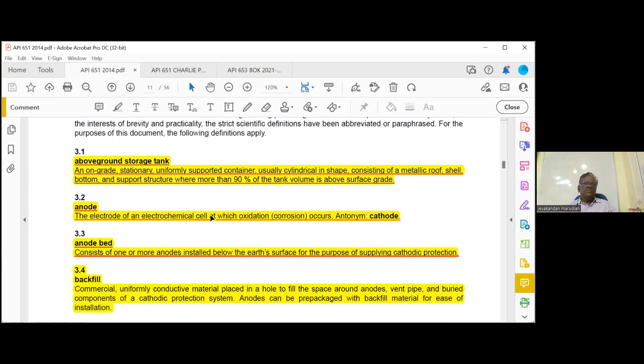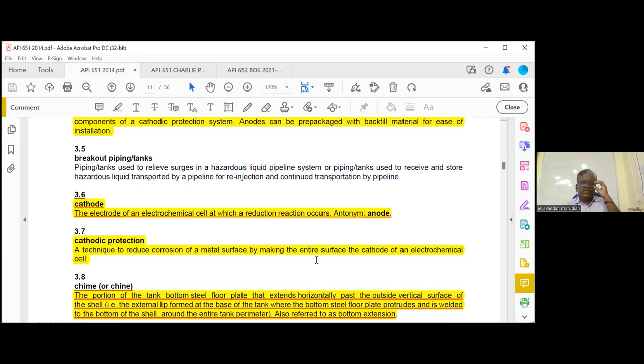Anode, highlight this one. The electrode or electrochemical cell at which oxidation occurs is called the anode. Anode bed: what is anode bed? It consists of one or more anodes installed below the earth surface for the purpose of supplying cathodic protection. Then what is cathode? The electrode or electrochemical cell where reduction reaction occurs. Reduction means the receiving of electrons. Oxidation means the releasing of electrons.